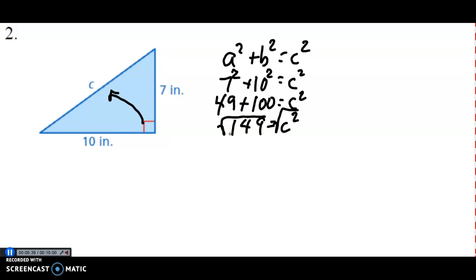So when I do that, that actually can't be simplified. There is no perfect square that is a factor. So when I square root that and I put it in my calculator, I get 12.21, and it'd be inches, and that equals C.